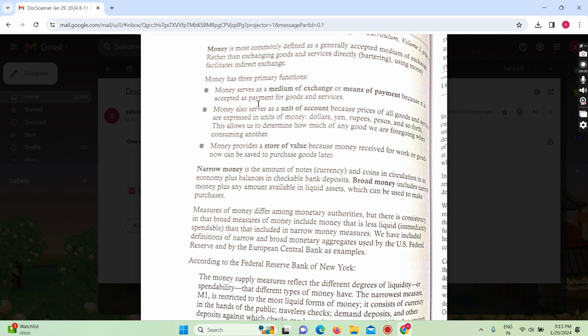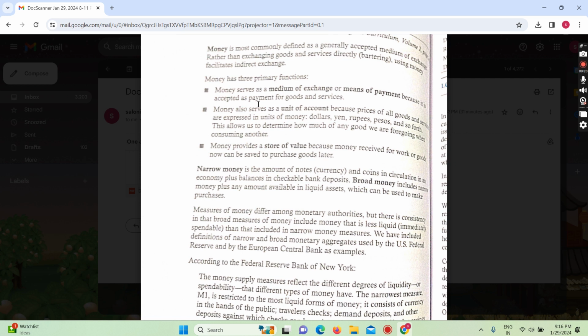So what are the three functions of money? It acts as a medium of exchange, or means of payment. Money also serves as a unit of account, because prices of all goods and services are expressed in units of money. And it acts as a store of value. These are the three primary functions.